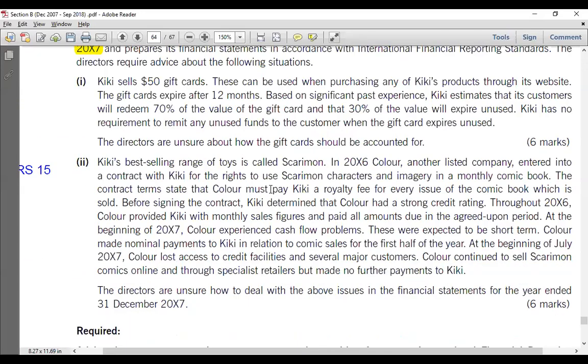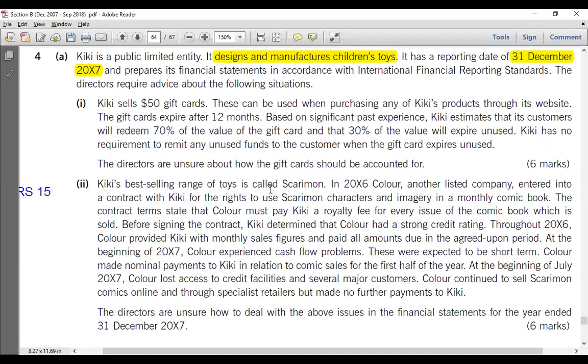So let's get back to the Kiki question. T is saying, should we not tell the revenue recognition criteria, because we are not taking the case to IFRS 15. That is why there's no need of writing the criteria of IFRS 15. Now the question says that Kiki sells $50 gift cards. These can be used when purchasing any of Kiki's products through its website. So we have sold a $50 gift card, and this can be used for purchasing the products on the website.